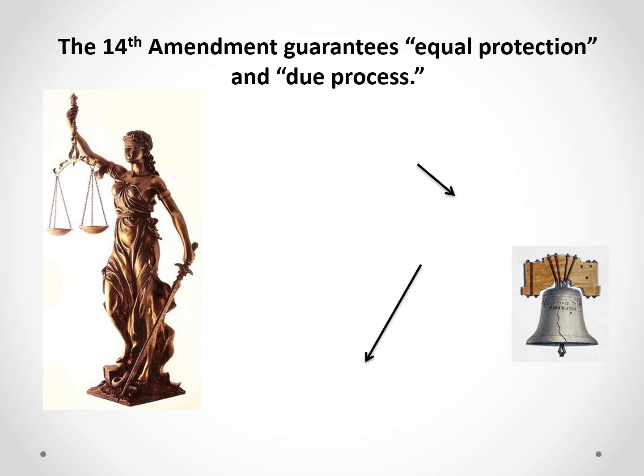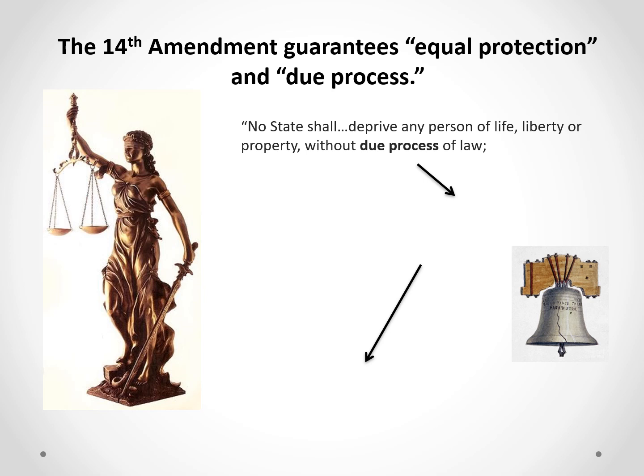Okay, I want to talk a little bit about the 14th Amendment. The 14th Amendment guarantees equal protection and due process. If you remember, it was passed in the Reconstruction period because the nation was concerned that the African Americans and former slaves would not be treated equally and fairly by the states. This is the text of the 14th Amendment. No state shall deprive any person of life, liberty, or property without due process of law.